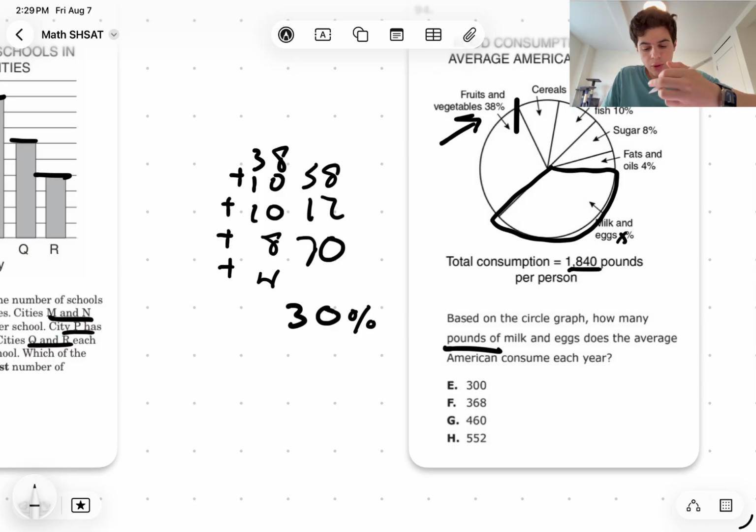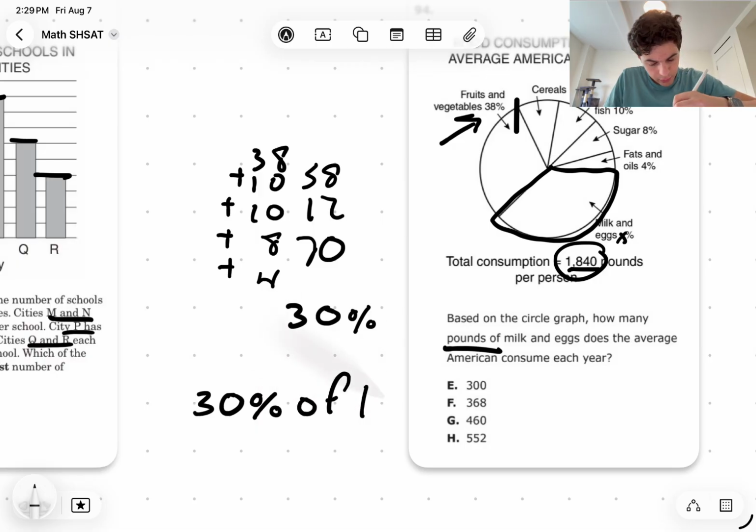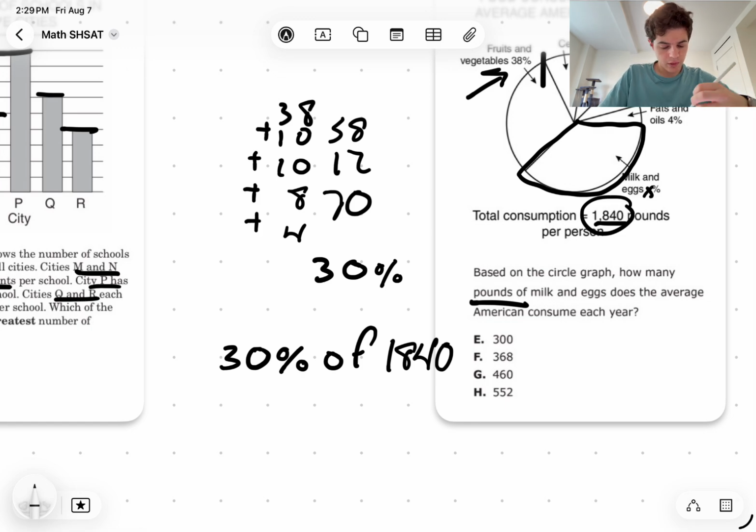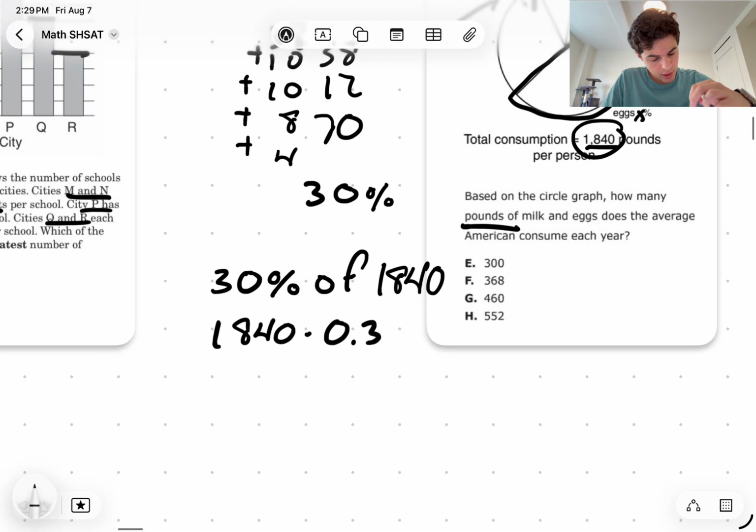But we know that 30%, and we know the total amount they consume per year is 1,840. So we can do 30% of 1,840, right? And that's the same as multiplying 1,840 times 0.3, right?